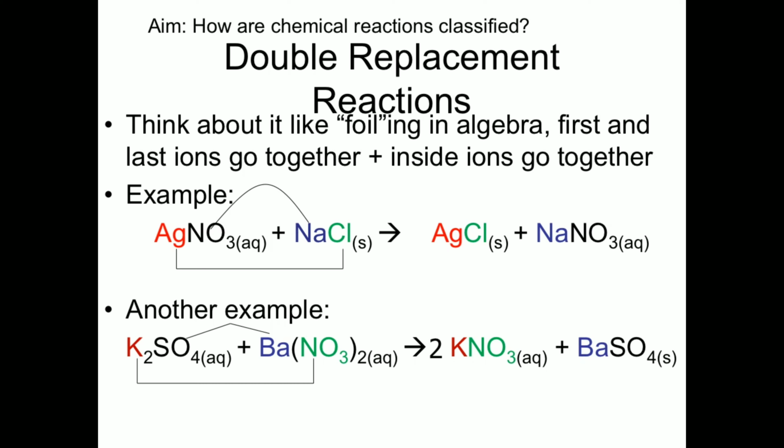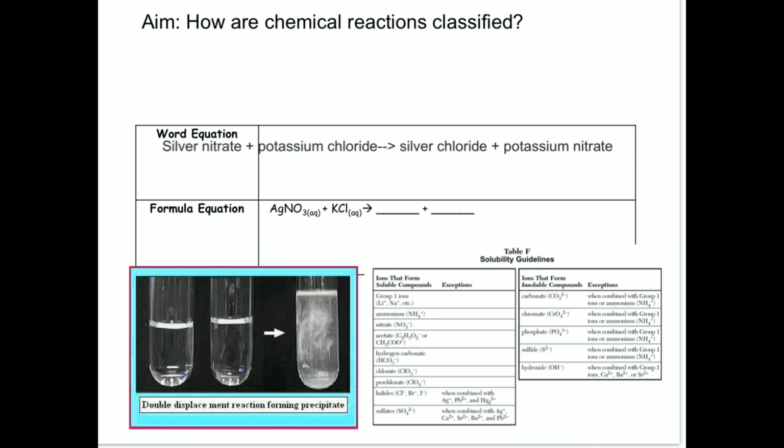When carrying out double replacement reactions, we switch metals very much like foiling in algebra, where the outside ions come together and the inside ions come together. In this example, we have silver nitrate reacting with potassium chloride. It is easiest to write the products in the form of a word equation. So the silver and potassium will switch places, forming silver chloride and potassium nitrate.